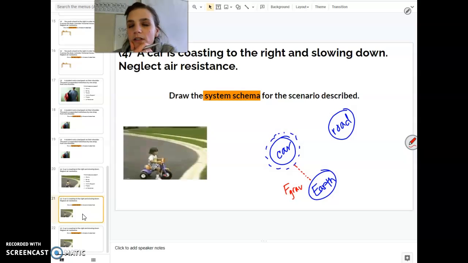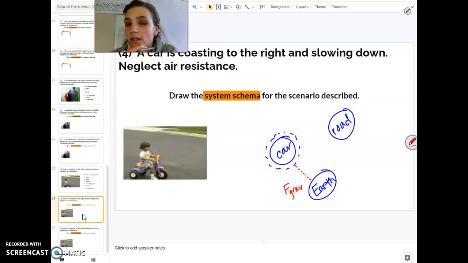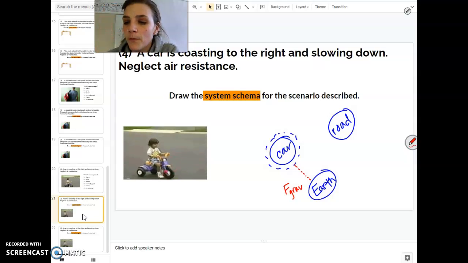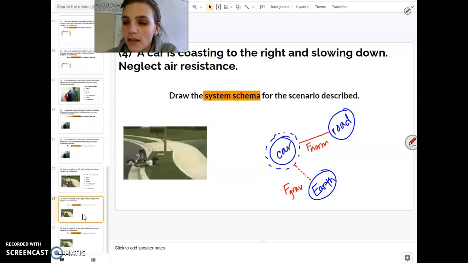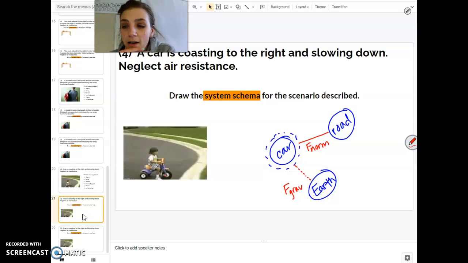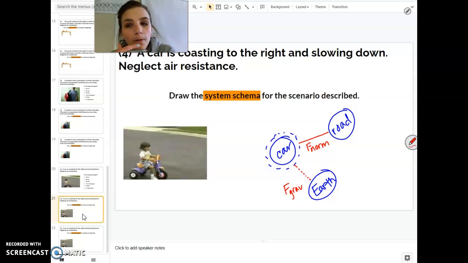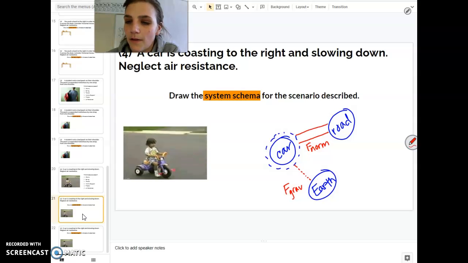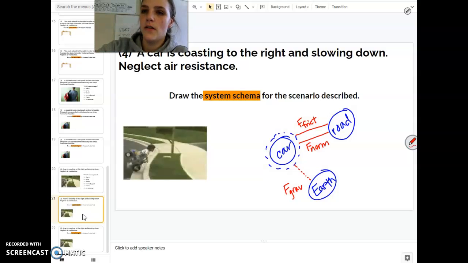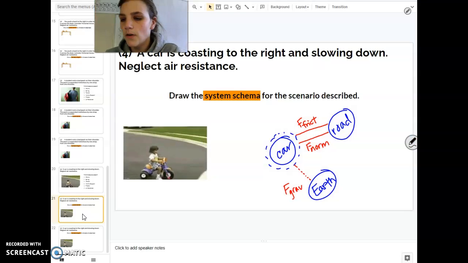Remember, we had the normal force, or we ask ourselves, who is supporting the car so that the car doesn't just go straight into the center of the earth? Well, the car and the road experience a normal force. The road is supporting the car as the car sits on it. Then we said that the car is slowing down because of the force of friction. Well, the car is in contact with the road. The road is kind of a rough surface. That's where the force of friction is coming from. So there's our system schema for the car, road, and earth.